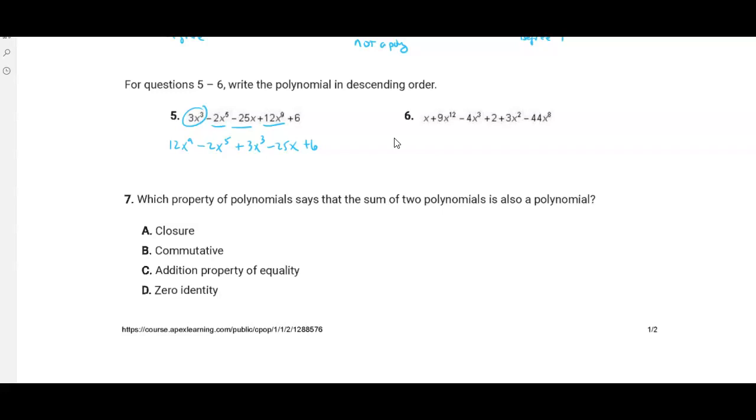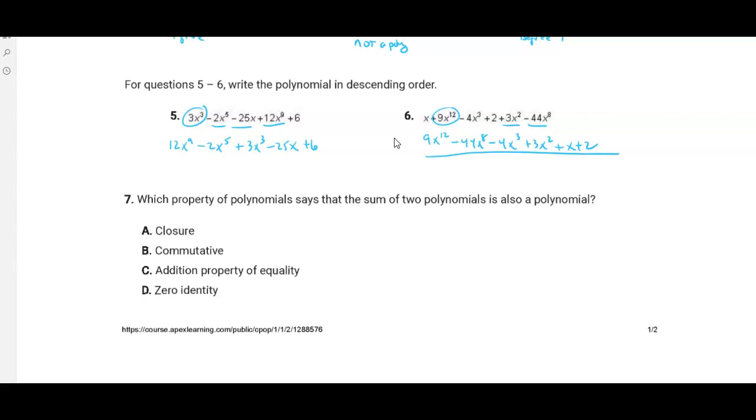The next one. Start with the highest exponent, which is 12. So we're going to say 9x to the 12th. Then minus 44x to the 8th. Then we have x to the 3rd, so minus 4x to the 3rd. Plus 3x squared. Then plus x, and then plus 2. This would be the polynomial written in descending order.